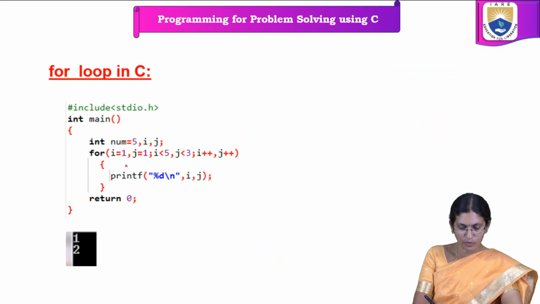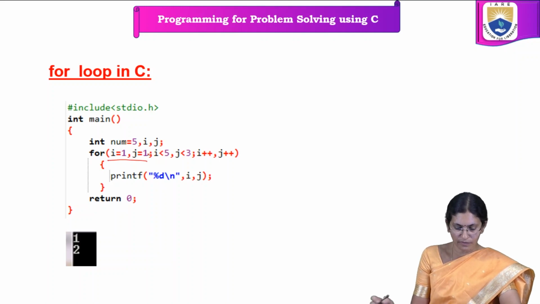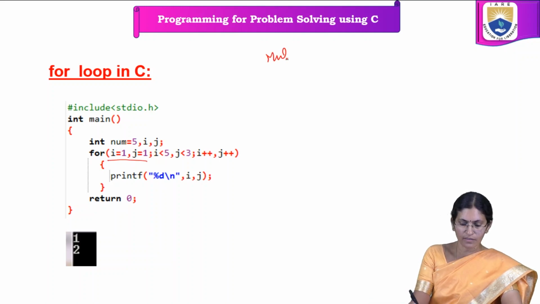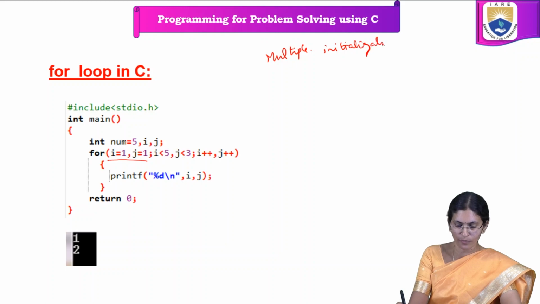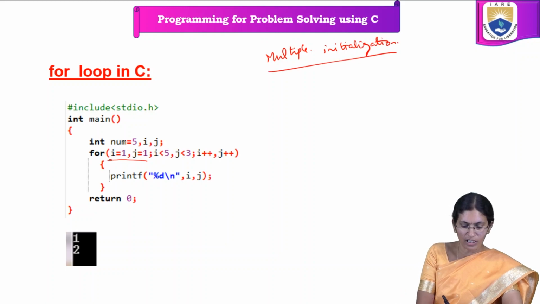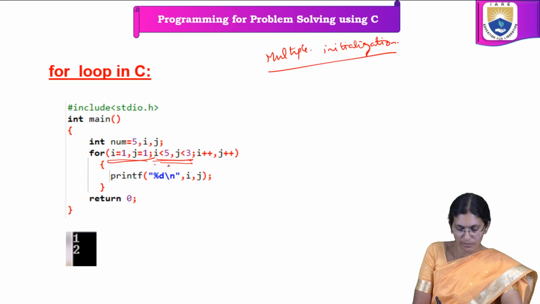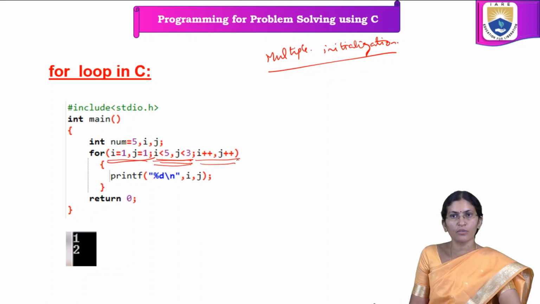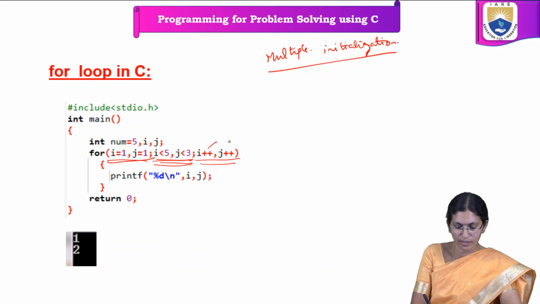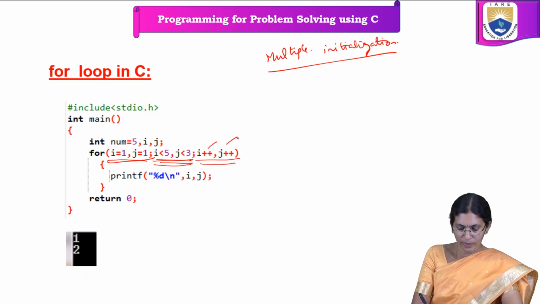Next, one more example you can see. Here we have initialized multiple variables. This for loop allows multiple initialization expressions, so you can initialize multiple variables here. In the conditional part also, we can include multiple conditional or test expressions. Here we can also include multiple increment or decrement operations.